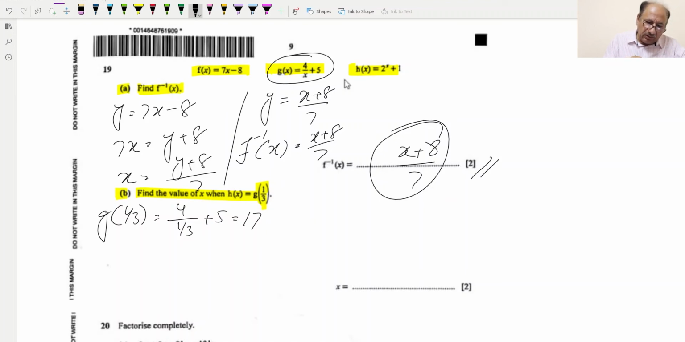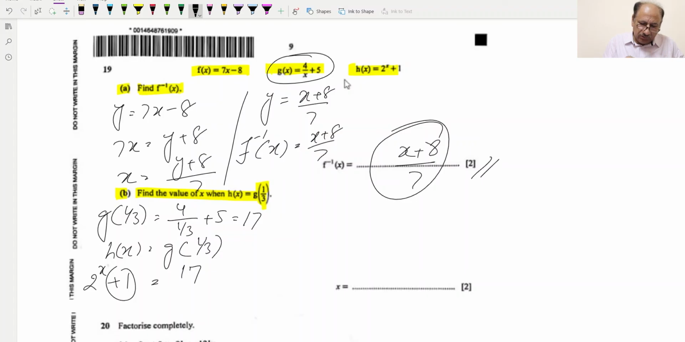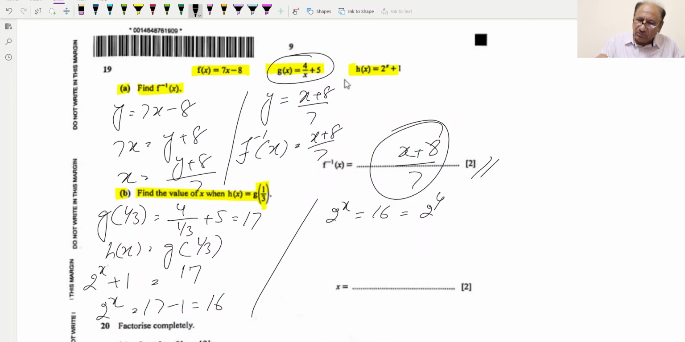Now we can write h of x. We know h of x is equal to g of 1 over 3, and g of 1 over 3 is 17. h of x is 2 raised to the power x plus 1. Now we can shift this one to the other side. So 2 raised to the power x is equal to 17 minus 1, which is equal to 16. 2 raised to the power x is equal to 16 means what? 16 is 2 raised to the power 4. So 2 raised to the power x is equal to 2 raised to the power 4, so x will be equal to 4. Bases are the same, so we can leave the bases and compare the powers.